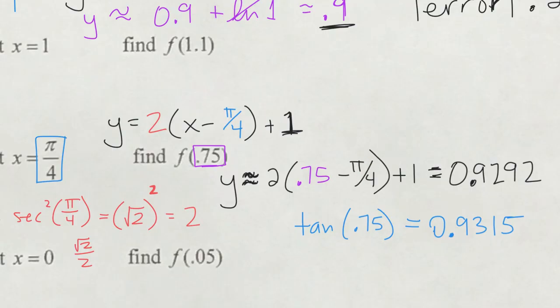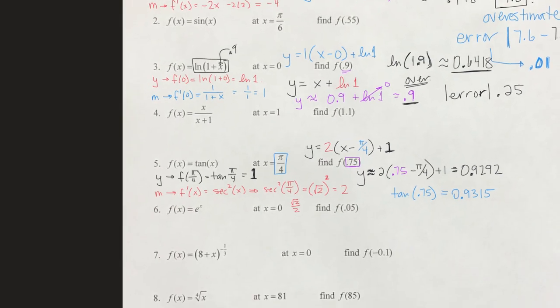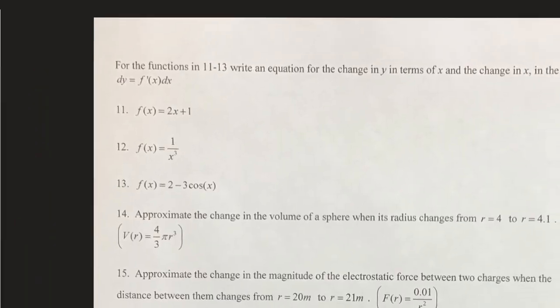So notice 0.75 and pi over 4 are actually pretty close. Right, pi over 4 is like 0.78, and this is 0.75, so these two numbers are 3/100ths apart. So it makes sense that our approximation would be, in this case, 1/100th apart. So the closer your approximate number is to your given x value, the better your estimate is going to be. Okay, so let's figure out how we do that for some more calculus things over here.